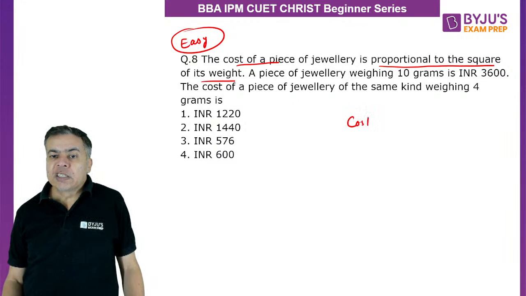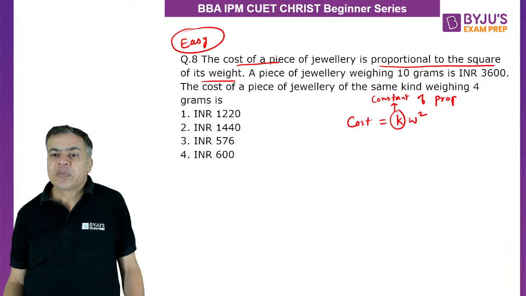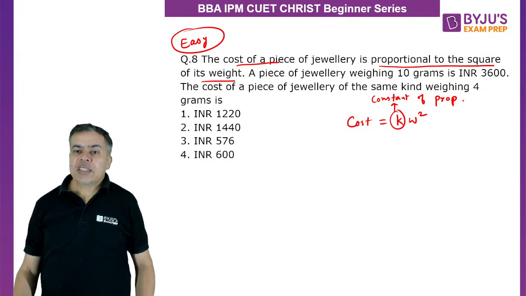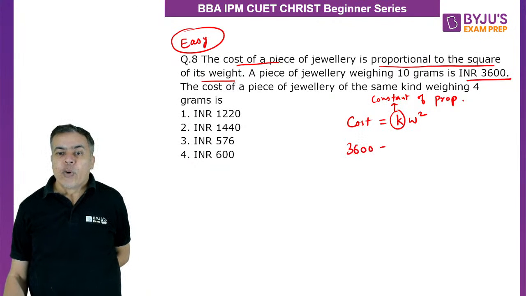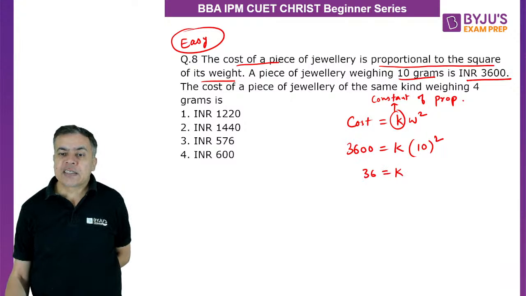Cost is proportional to... we write proportional with a constant of proportionality, right? Constant of proportionality. Okay, so it is given that cost is 3600 when the weight is 10 gram. So 10 gram, so K becomes 36.